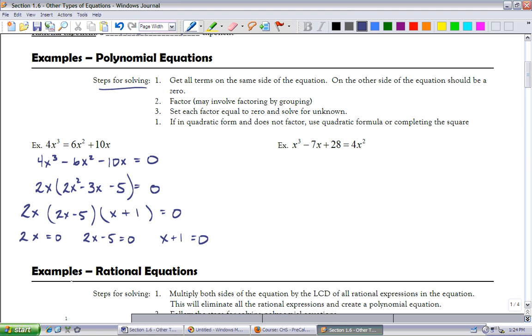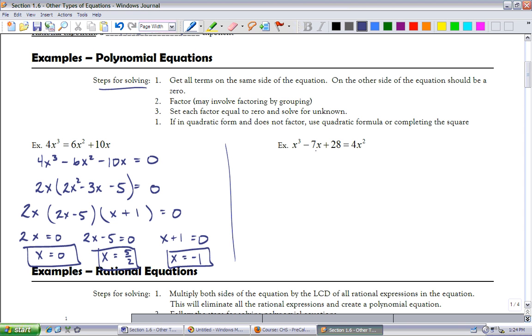And if I solve these each for x, okay, I would divide by 2 here. I get x equals 0. If I add 5 and divide by 2, I get x equals 5 halves. If I subtract 1, I get x equals negative 1. And those are my answers. All of those answers would make this equation true. Okay? Let's take a look at the next one here.